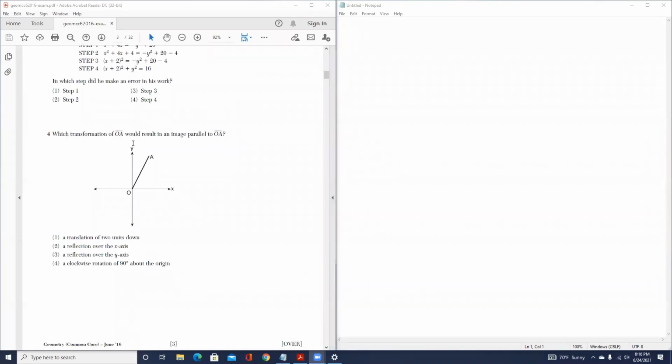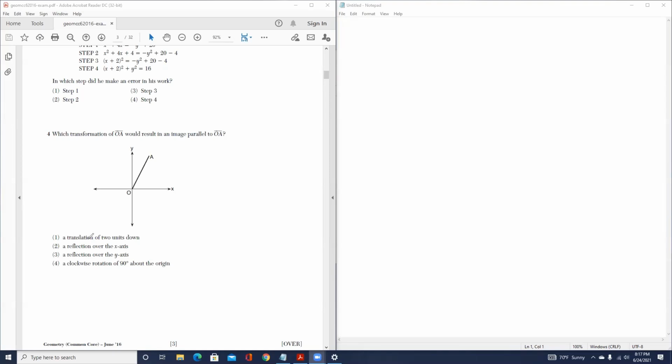Which transformation of OA would result in an image parallel to line segment OA? This is question 4. So if it has to be parallel, then that means that the line cannot be rotated by all possible angles. If it were rotated 180 degrees or even 360 degrees, that would preserve the parallelness of line segment OA. So let's see how these choices would tie into this question.